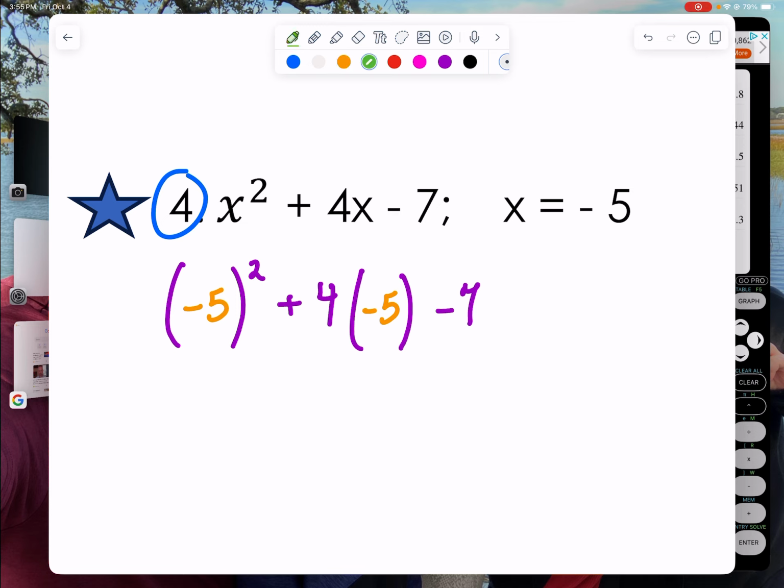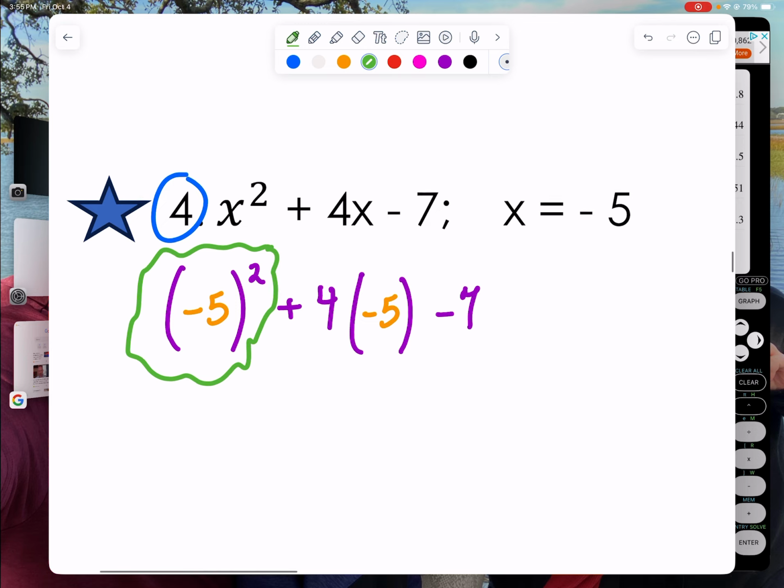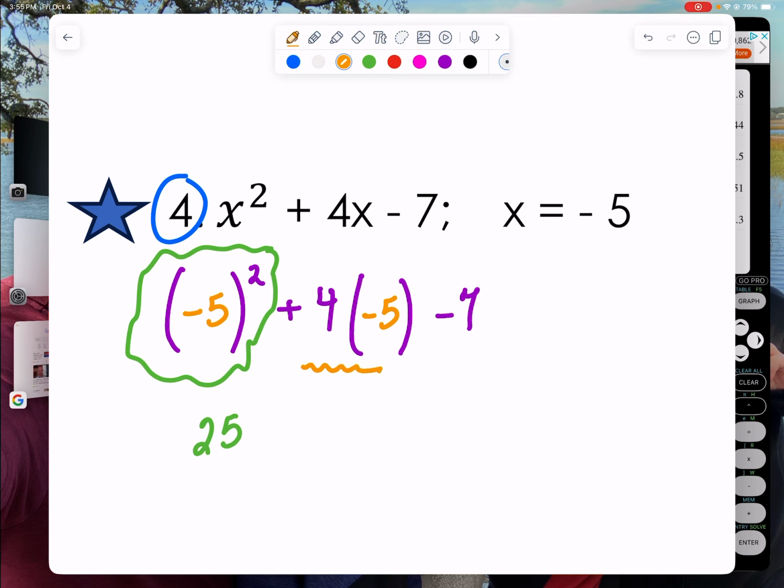Where most people mess up is this something squared. Negative 5 times negative 5 is going to be 2 negatives. That's going to give me a positive 25. So a lot of people miss that. Then you have plus 4 times negative 5, so that's going to give me negative 20. And then I have my minus 7 at the end.